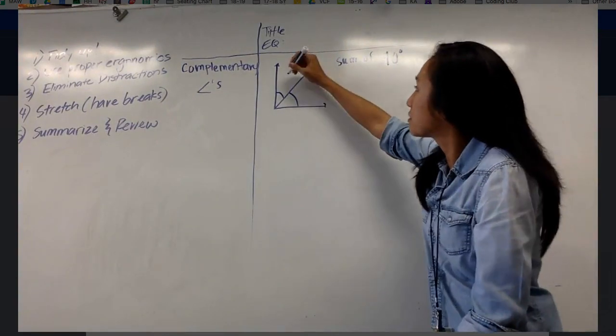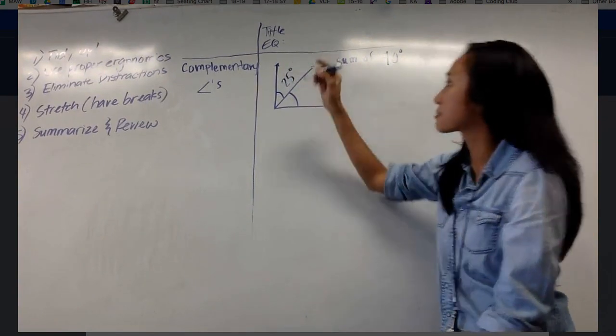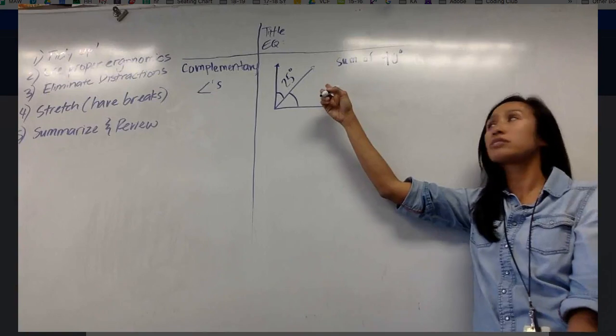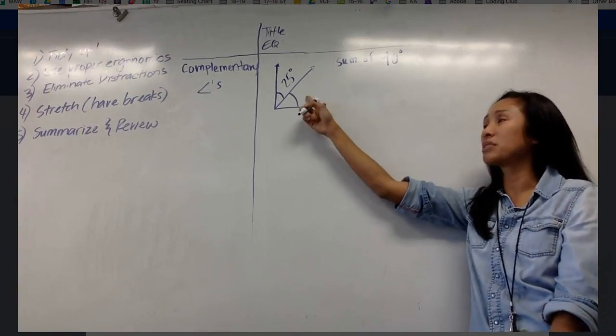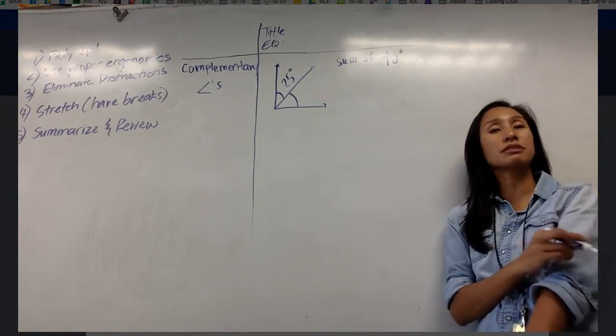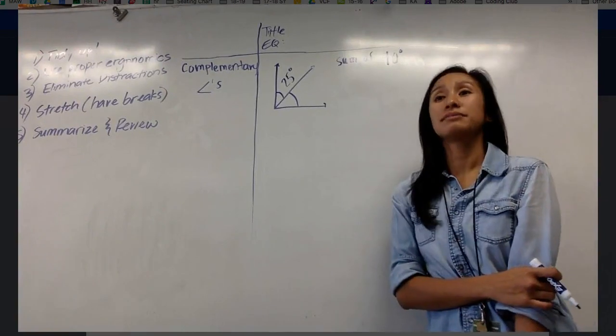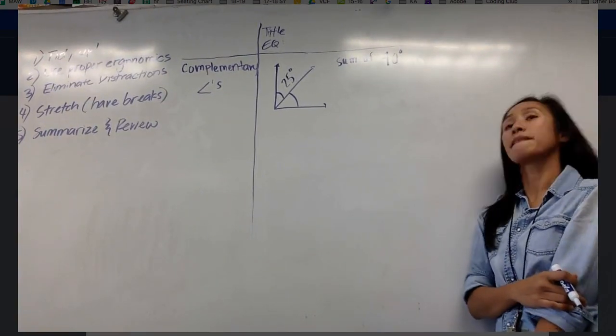Let's say this one is 25 degrees. Talk with each other. What is the measurement of this one? Even though it's not drawn to scale, technically, what is this measurement? 65 degrees. Because the whole sum is going to be 90, you can just subtract.